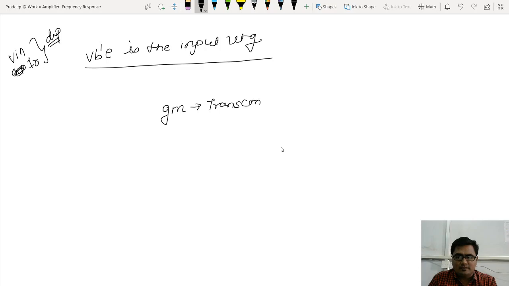Transconductance. What is the definition of transconductance? Transconductance is basically a ratio of output current to the input voltage.